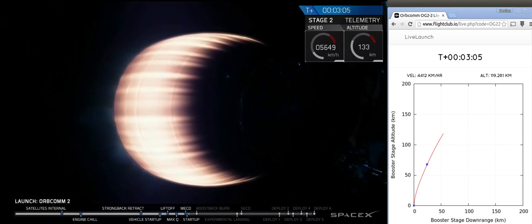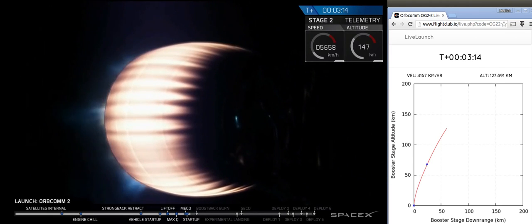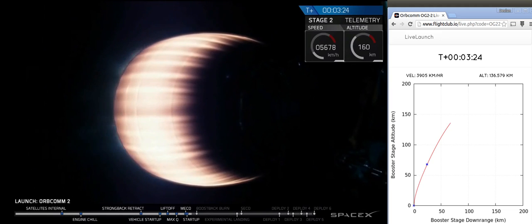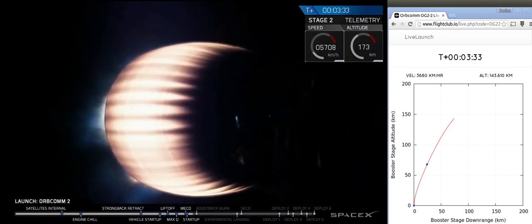The Merlin vacuum engine is burning bright as it's moving up to speeds approaching 8 kilometers per second. The first stage will soon begin its series of 3 burns to head back towards Cape Canaveral. First, it will reorient itself using cold gas thrusters. It will perform 3 more burns as it approaches landing zone 1.